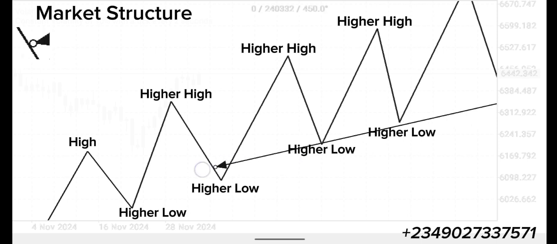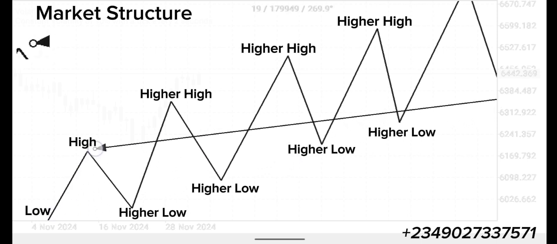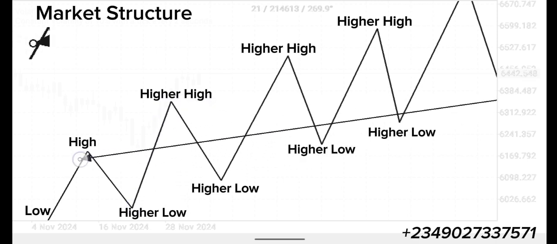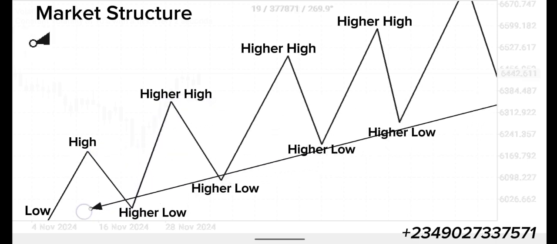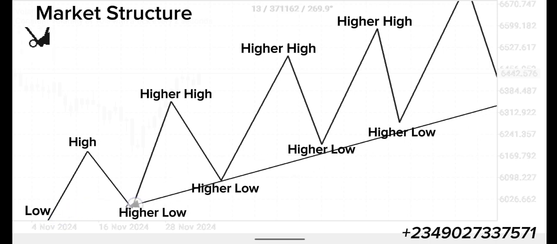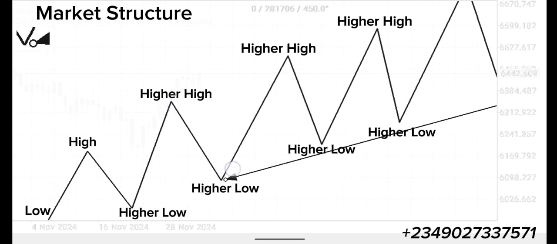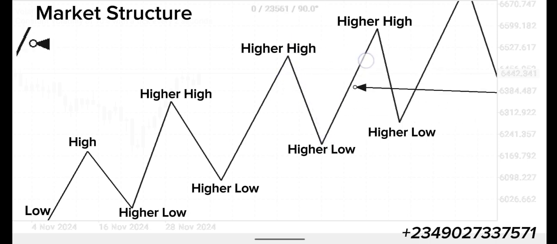Let me recap. We have a low here, we have a high, low and high. We have a higher low, higher high. This high is higher than the previous high, and this low is higher than the previous low, that's why it is a higher low, and this one is a higher high. So we have higher low, higher high, higher low, and higher high. This is an example of an uptrend.